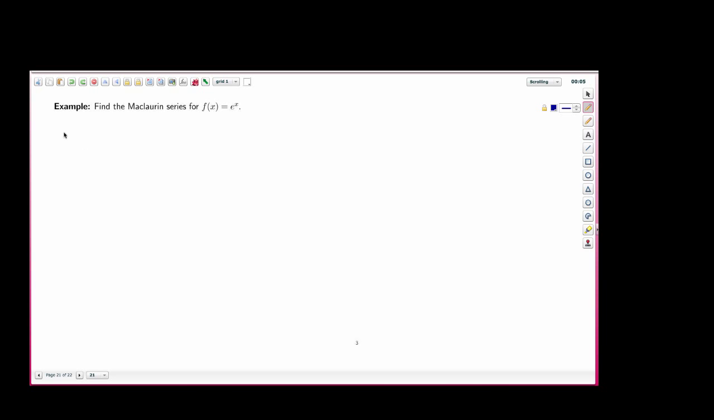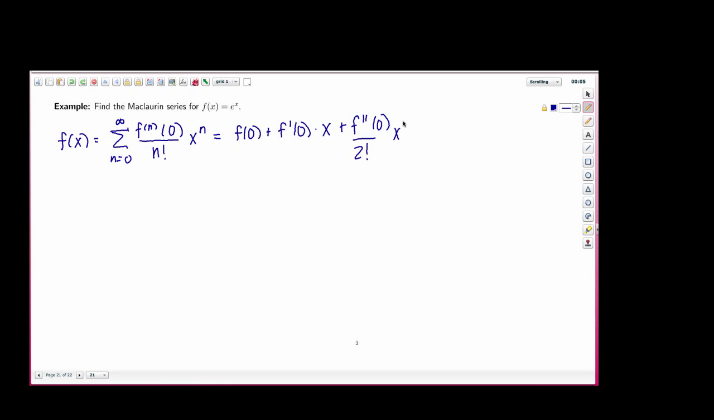So I'll go ahead and put in our formula. So we have f of x is going to be the sum from n equals 0 to infinity of the c sub n, so that was the nth derivative of f evaluated at 0, because it's a Maclaurin series, over n factorial, x to the n. And if you prefer to write out the terms, this means f of 0 plus f prime of 0 over 1 factorial times x plus f double prime of 0 over 2 factorial x squared plus the third derivative of f at 0 over 3 factorial x cubed, etc.